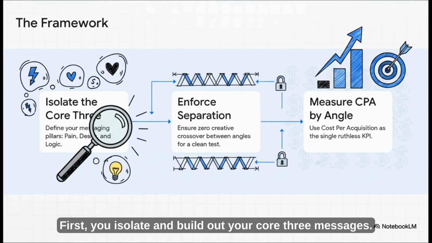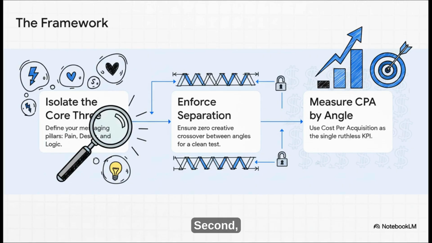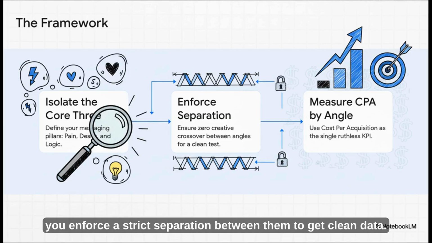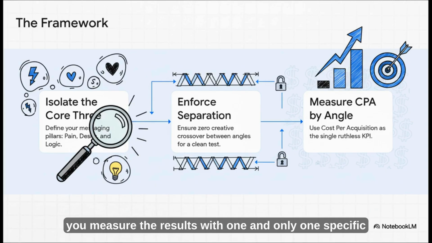First, you isolate and build out your core 3 messages. Second, you enforce a strict separation between them to get clean data. And third, you measure the results with one and only one specific metric to find the undisputed winner.